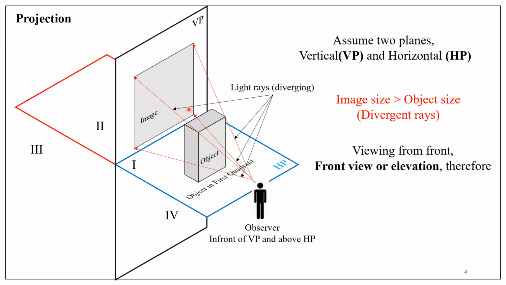Since the image or the projected view, as we call it in engineering graphics, is obtained by looking from the front, this image or view is called front view or elevation. In other words, front view or elevation is obtained in VP.